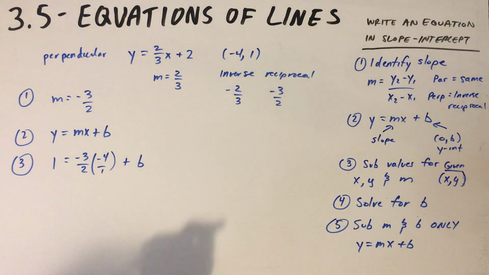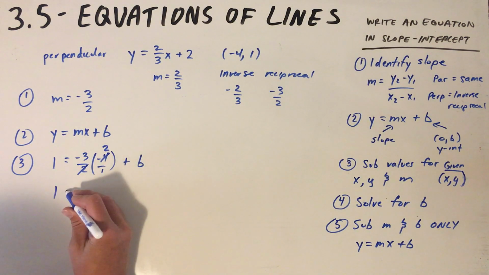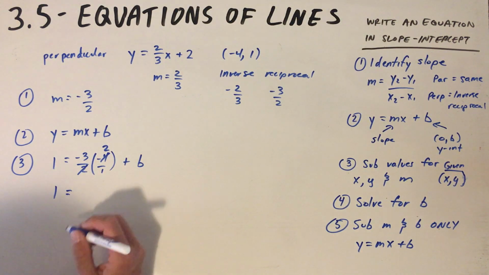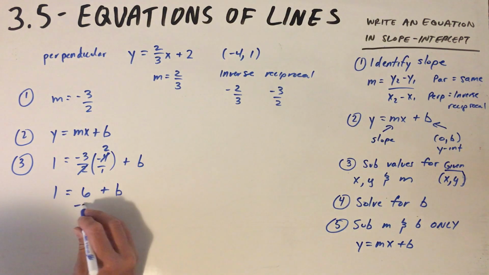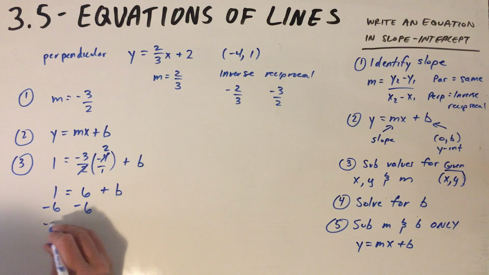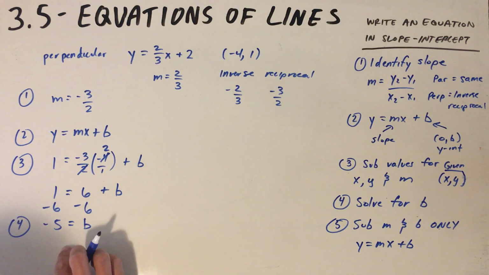Now I'm going to solve for b. This 2 goes into this twice, so this gives me 1 = 6 + b. I'm going to subtract 6 from both sides, and I get -5 = b. I just solved for b. Now I know what b equals.